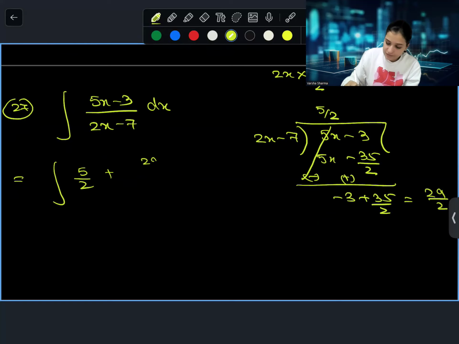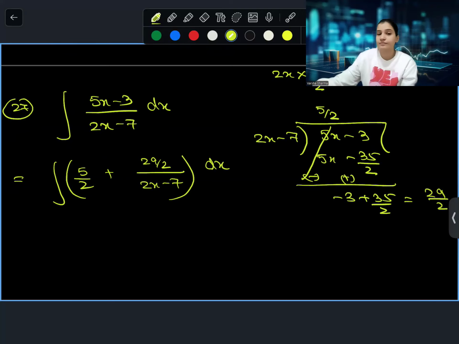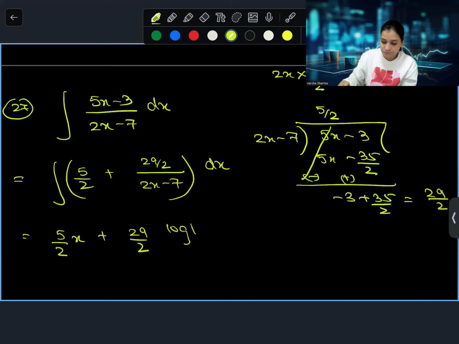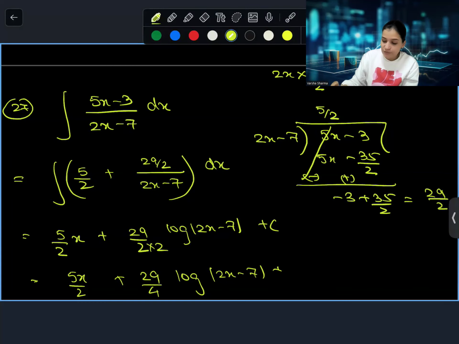Quotient plus remainder by divisor. Any doubt? So 5 by 2 integration, 5 by 2x. Then 29 by 2 outside. What is the integration of 1 upon 2x minus 7? Log 2x minus 7 by 2. By chain rule, I'm getting again a 2. So it is 5x by 2 plus 29 by 4 log mod 2x minus 7. Any doubt?